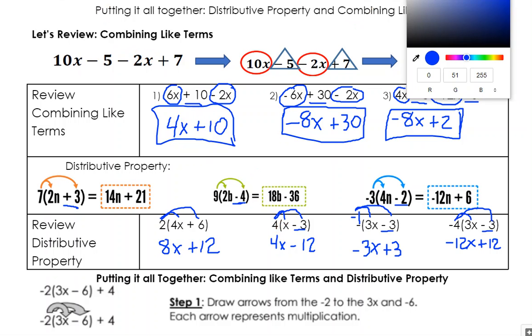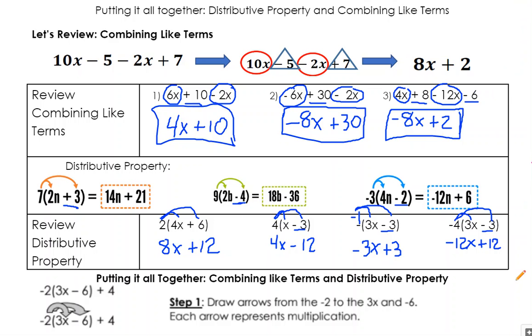All right, hopefully you paused the video and tried these on your own and got these answers down here. Let's go over it real quick. 2 times 4x got me 8x. 2 times a positive 6 gives me a positive 12. Cool. We already did this one together. This is my final answer. Can't do anything else.